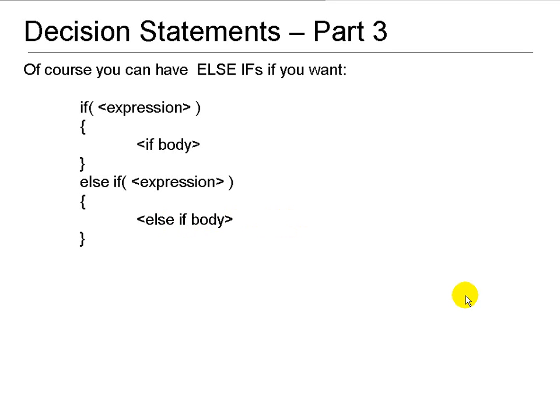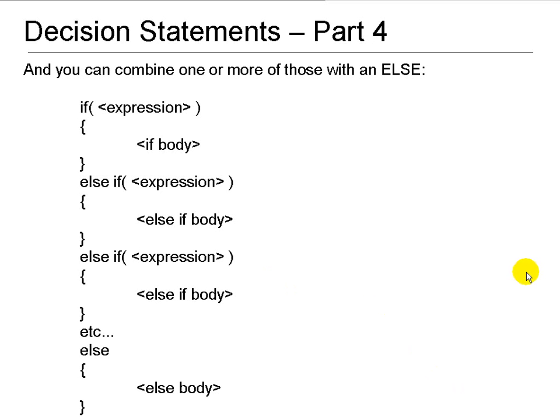Of course, you can also have else ifs if you want. So it will test the first expression, and if that is false, it will go to the next one in the block, and it will try evaluating the expression for the first else if. Now, if that's true, it will execute that code in the else if block and stop evaluating the rest of the if statement. If that expression evaluates to false, it will test the next one down the line, and it will keep doing that until it either finds one that evaluates to true or it hits the end of the if-else-if statement chain.